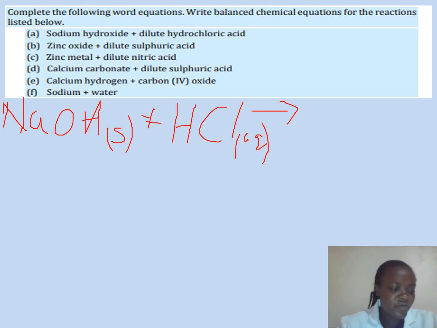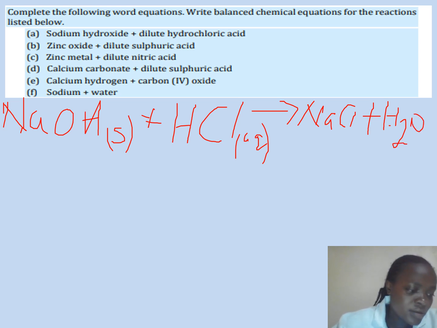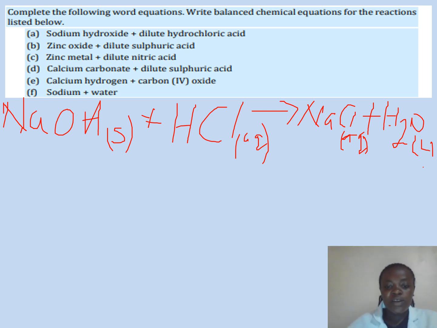So this one will form sodium chloride plus water. So we have sodium chloride plus water. Sodium chloride is aqueous, and then water is in liquid form. So let us look whether our equation is balanced.